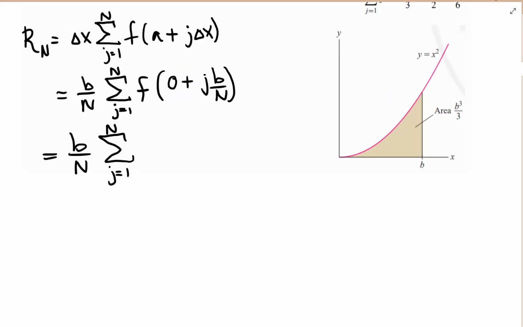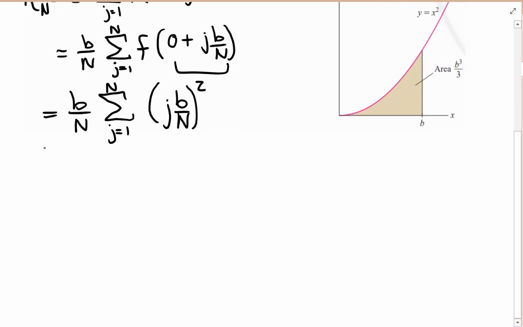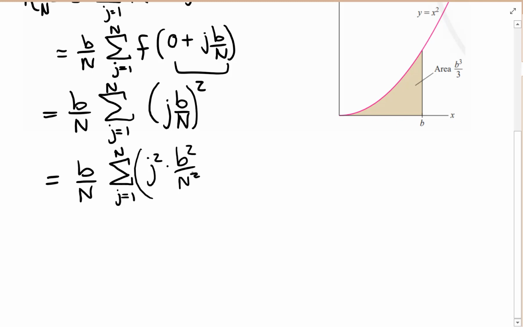Our function here is x squared, so I will take our input and plug it into our function. Now 0 plus anything is just the thing you're adding, so really we're taking j times b over n, and that should be squared. I know there are parts of this that I want to factor out, so I'm going to apply the squared to each piece inside of this product quotient, and that would give me j squared times b squared over n squared. Nice. Now I can take the b squared over n squared out of the summation, factor it out.